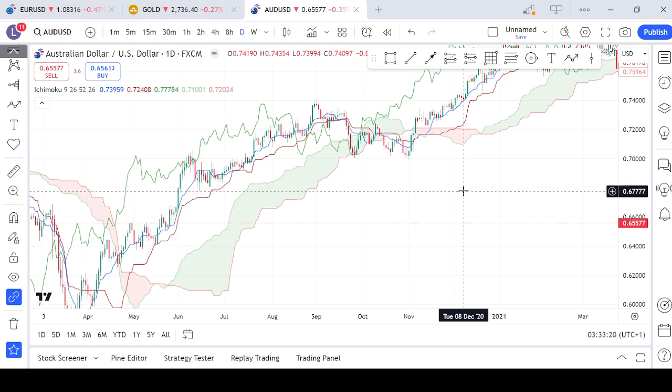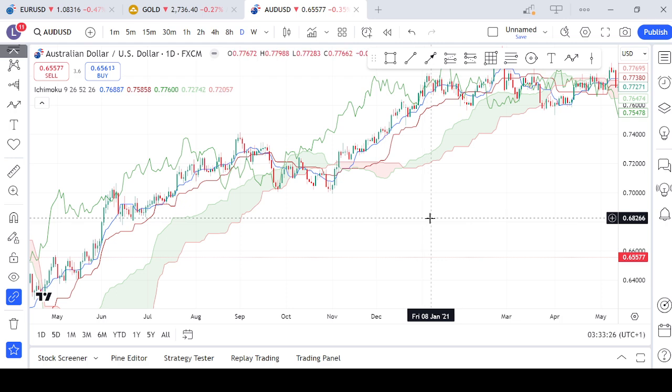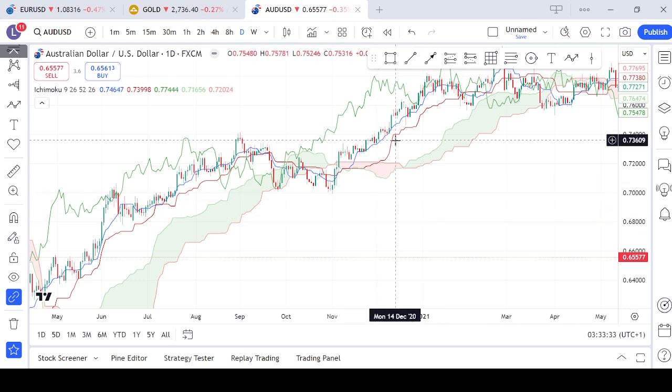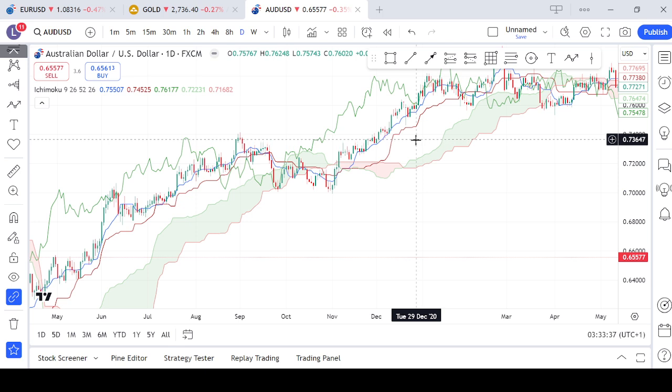So trading signals are generated when the Tenkan Sen crosses the Kijun Sen, which is when the conversion line crosses the baseline, which is the red line and the blue line. When you have a crossover, it indicates signals, whether bullish or bearish, depending on the one that crosses over.